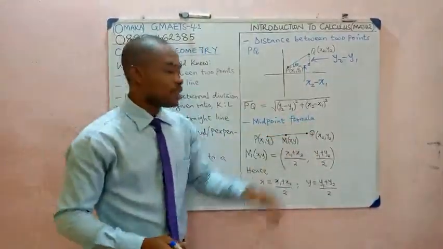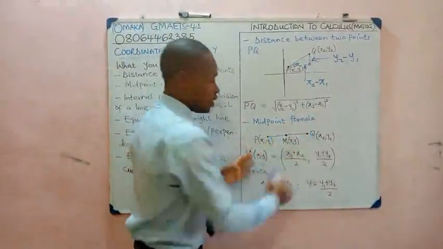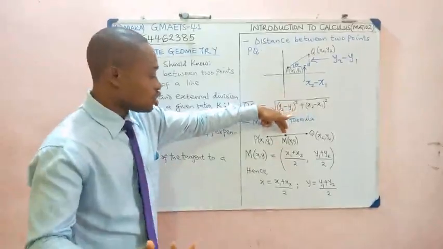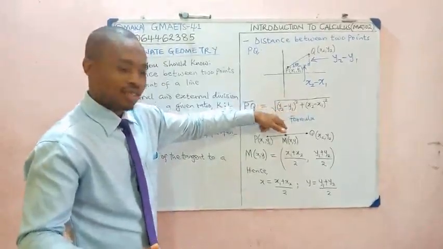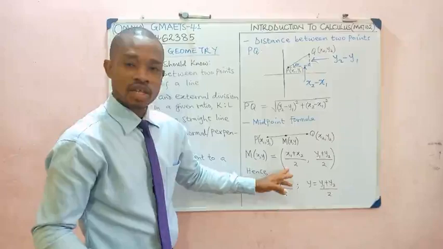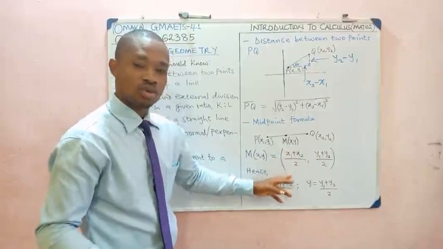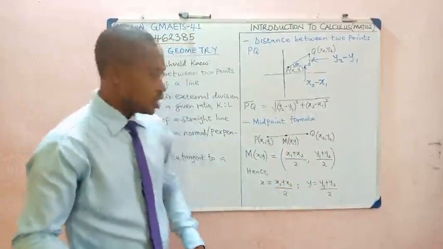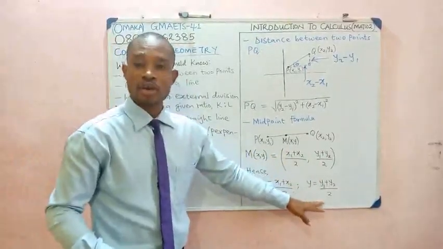Now we quickly want to look at the midpoint formula. Imagine that you have a straight line, PQ, and I want to locate the coordinates of the middle, the midpoint. So what do you do? To obtain the midpoint, this is the formula you use. To get the x coordinate, it's x1 plus x2 divided by 2. To get the y coordinate, it's y1 plus y2 divided by what? 2. That is what is expressed here.